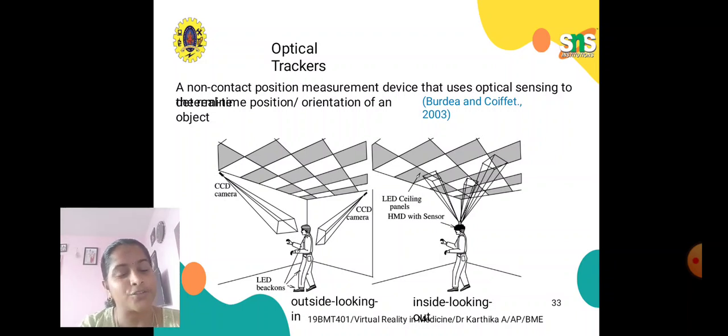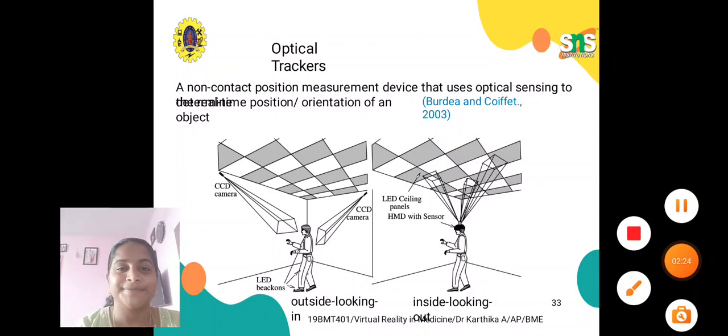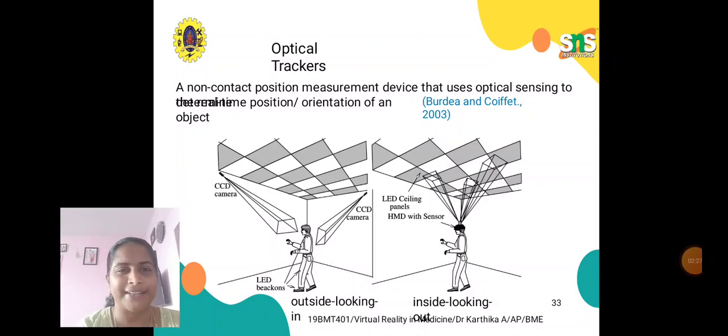We have so many types of trackers, but the main types are magnetic, ultrasonic, optical, inertial and hybrid. What is an optical tracker? What do you mean by optical? Optics is light, we know that very well. A non-contact position measurement device that uses optical sensing to measure the position or orientation of an object is called an optical tracker.